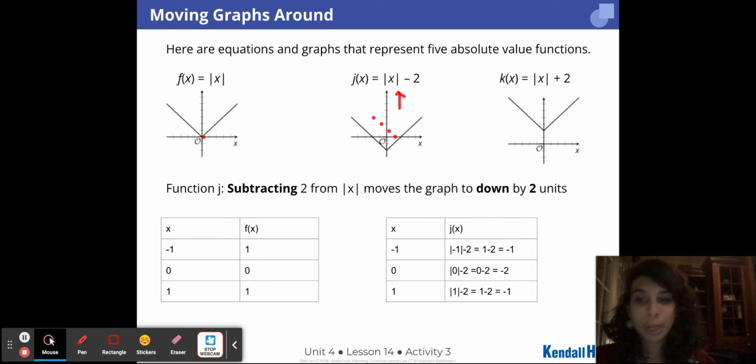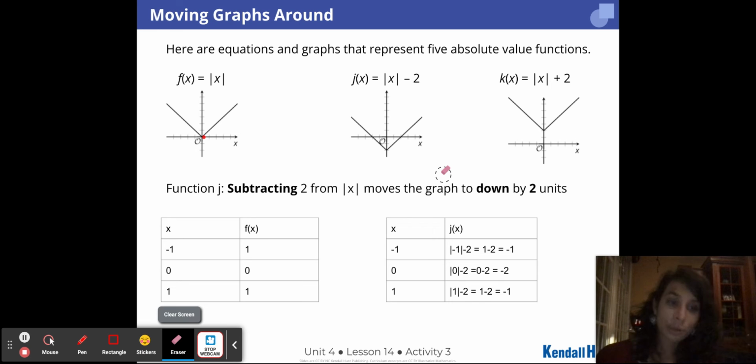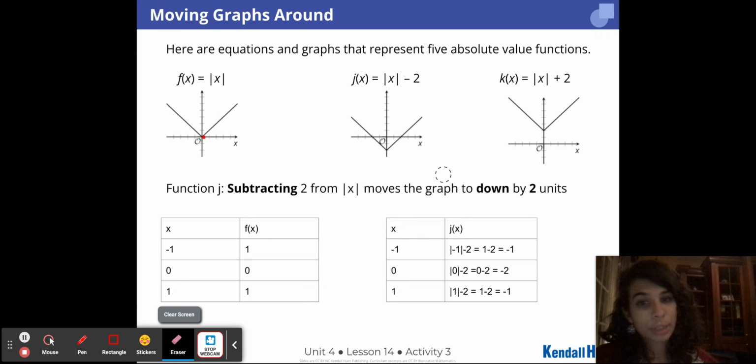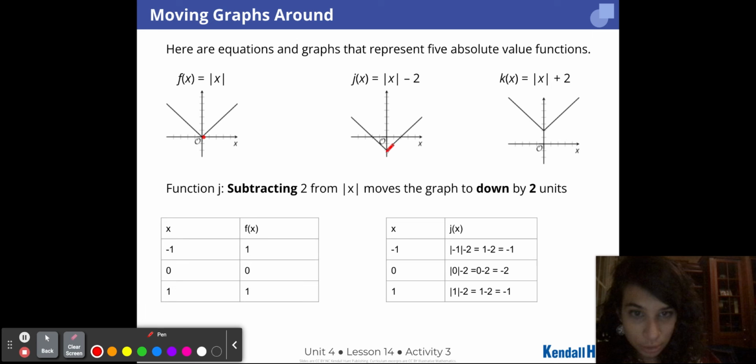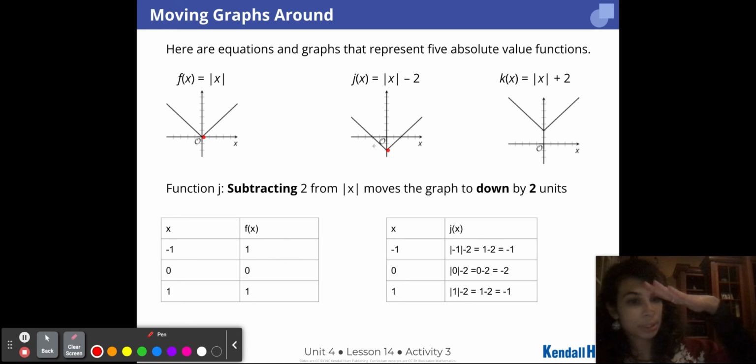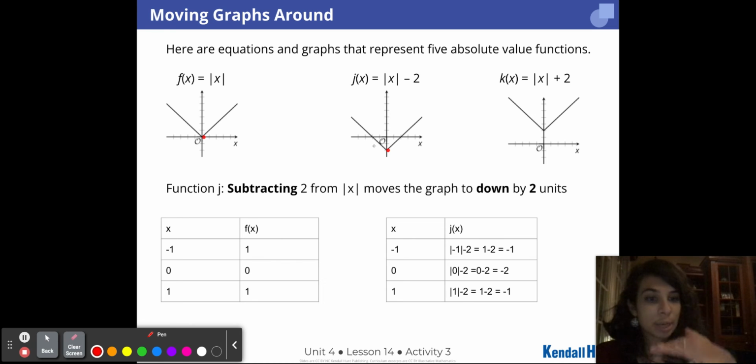On the other side of it, I also have an equation and a graph that represents adding or subtracting outside the absolute value. And so with function j, I am subtracting 2 from my entire absolute value of x. And in this case, we can see that the graph moves down 2 units. So my vertex, instead of being here, my outputs change. My output is changing here. So instead of going left or right, I'm moving up or down.